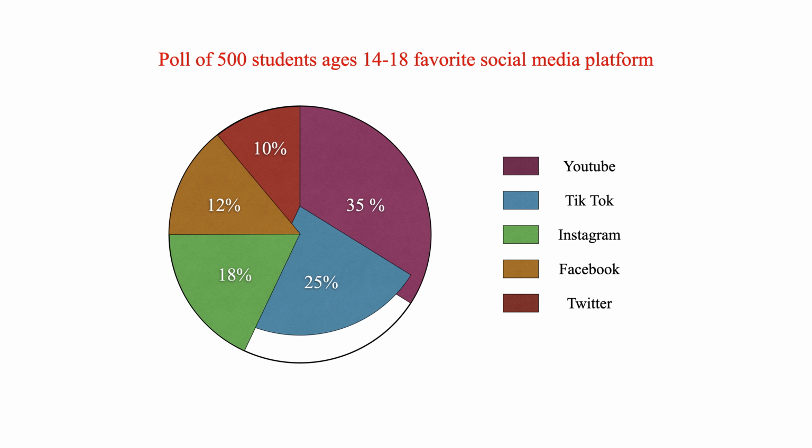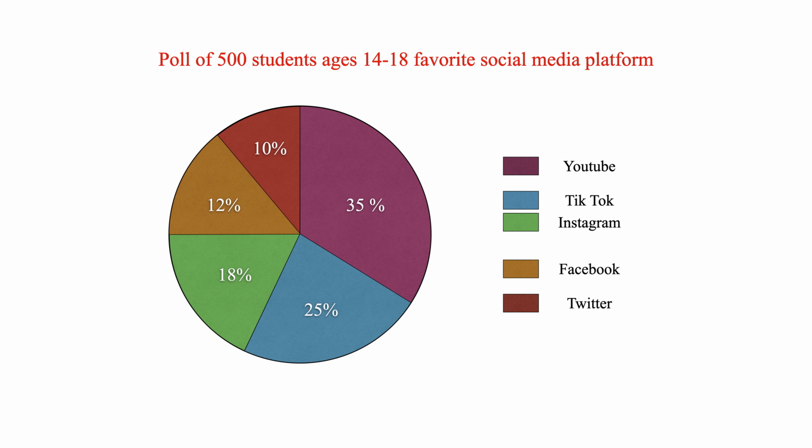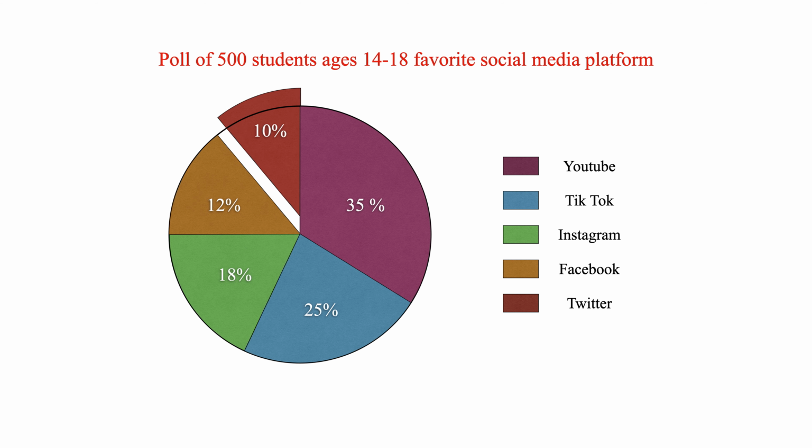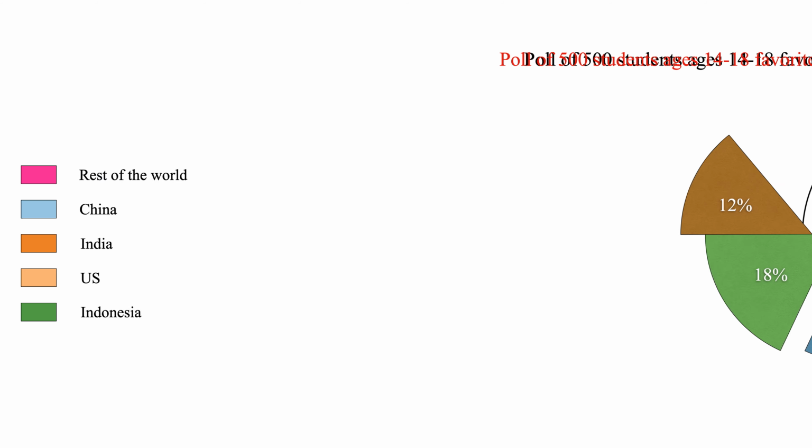TikTok in blue, 25% prefer TikTok. Instagram in green, and 18% prefer Instagram. 12% prefer Facebook, and Twitter in red, 10%. So very straightforward. All of those percentages add up to 100. And again, YouTube is clearly the most favorite of this group, and Twitter is the least favorite.